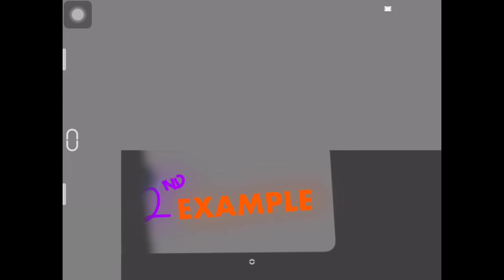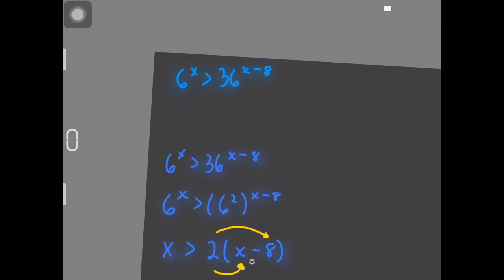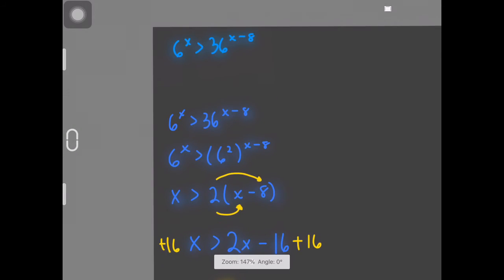For our second example, we can see on our screen 6 raised to the power of x lesser than 36 raised to the power of x minus 8. Here we will have our solution. On our first step, we will make both sides have the same base. So we will make it 6 raised to the power of 2, since 36 can be squared, in parentheses and raised to the x minus 8.